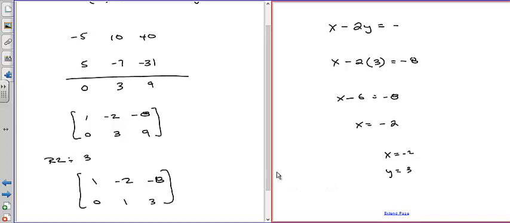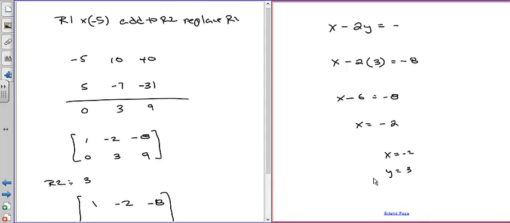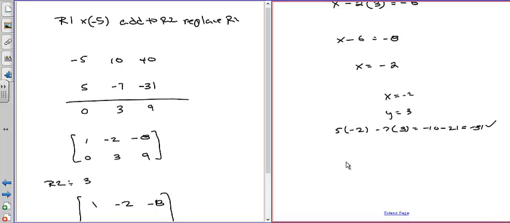Let's check that out. Let's go back to the original equation. So we got 5 times negative 2 plus negative 7 times 3, which is negative 10 minus 21, which is negative 31, so that checks. And then we got negative 2 times negative 2 plus 4 times 3, which is 4 plus 12, which is 16, so that checks. Okay, so that's good.